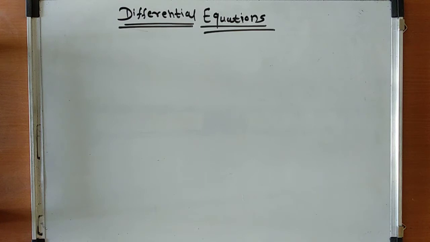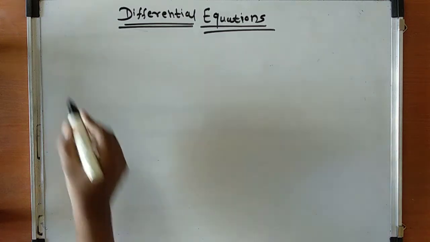Fuchs theorem, Frobenius method for power series, and solutions of Legendre, Hermite and Bessel differential equations are also discussed. First, we will discuss types of differential equations.